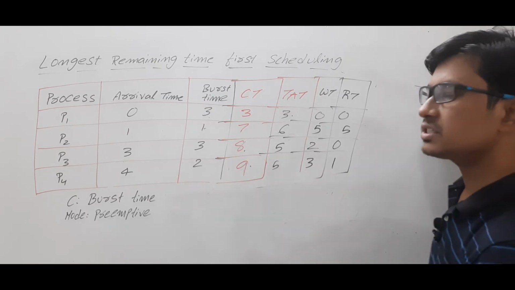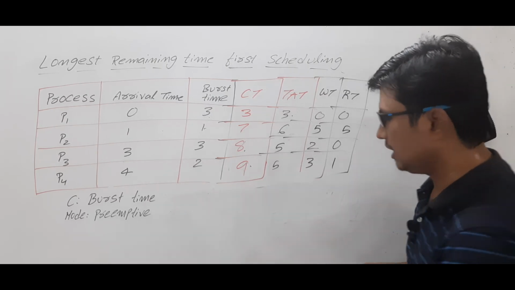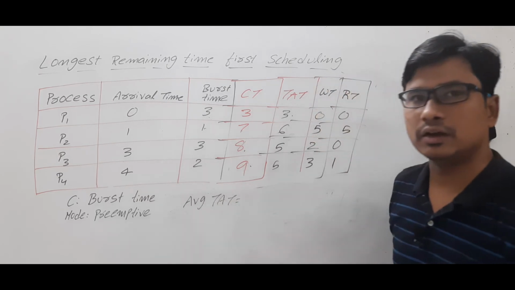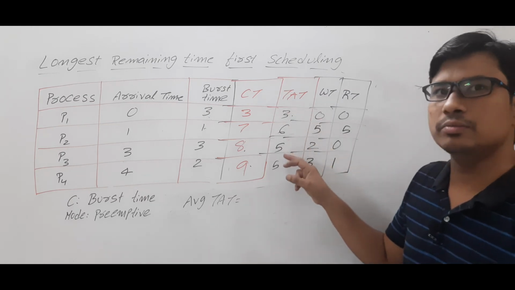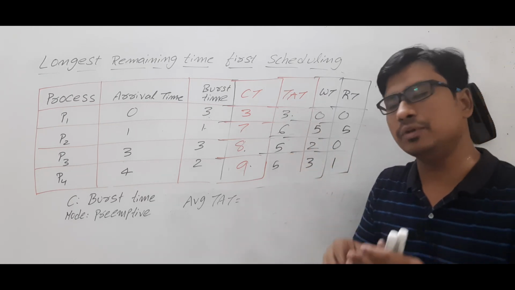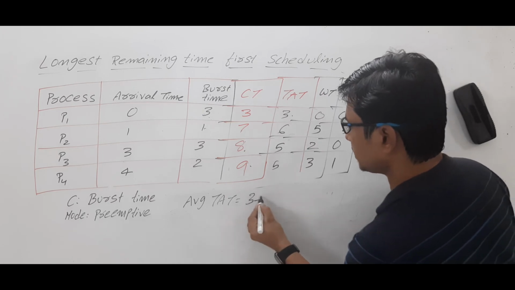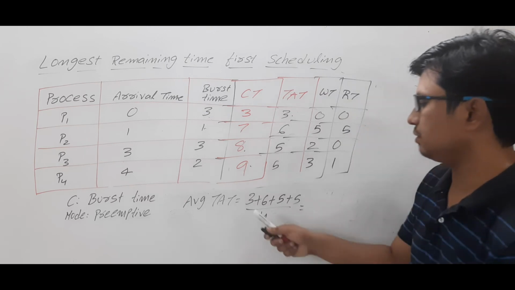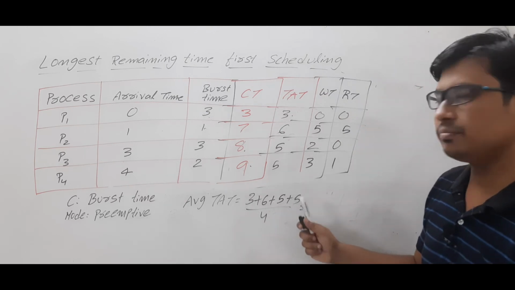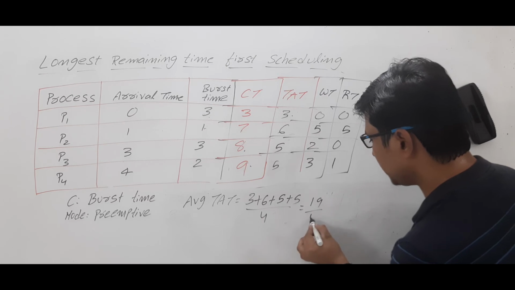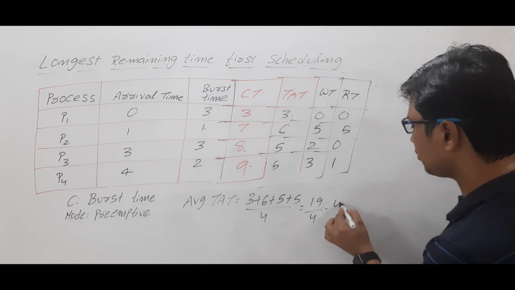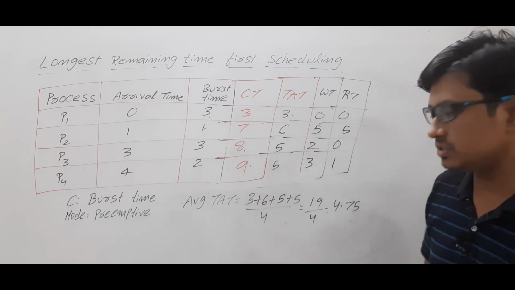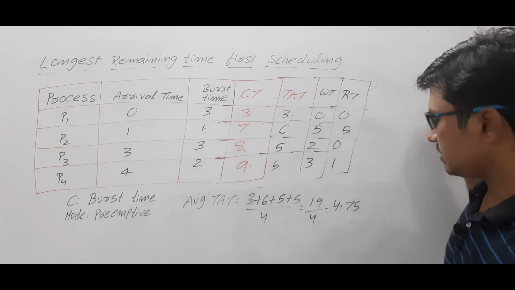Once you have the waiting time and turnaround time, usually in competitive exams they will ask you to find the average turnaround time or average waiting time. Let me discuss how to compute the average turnaround time. Average turnaround time is equal to the sum of all the processes' turnaround times divided by the number of processes, which is 3 plus 6 plus 5 plus 5 by 4. 9 plus 5 is 14, 14 plus 5 is 19, 19 by 4, which is 4.75. Because 4 fours are 16, you have 3 left, and 3 by 4 is 0.75. So you got the average turnaround time.